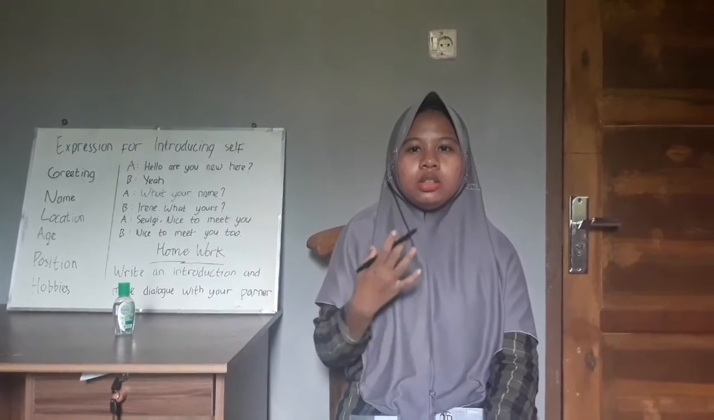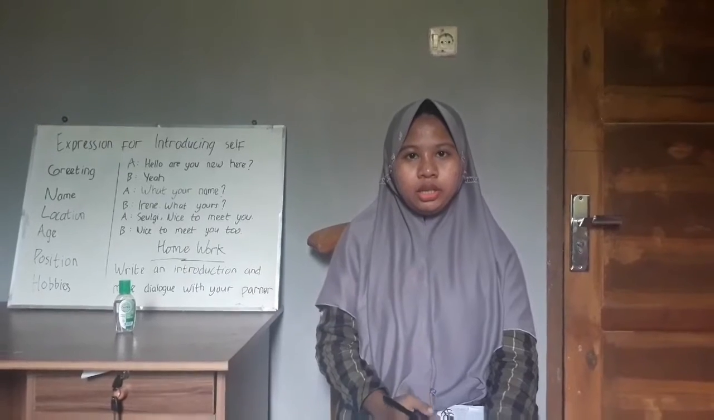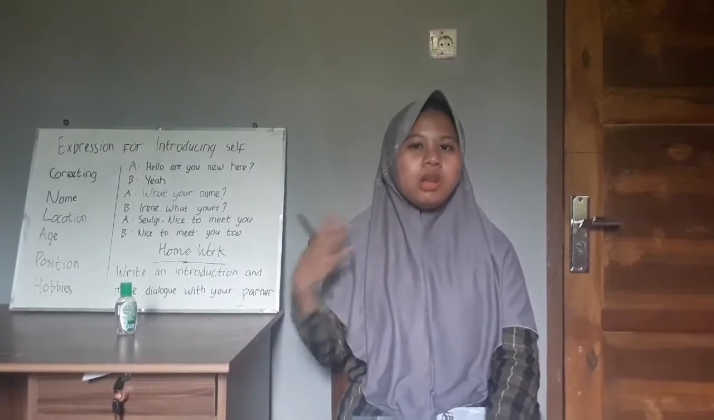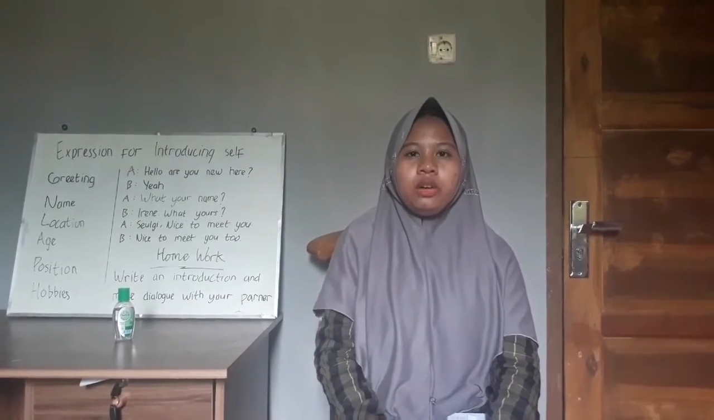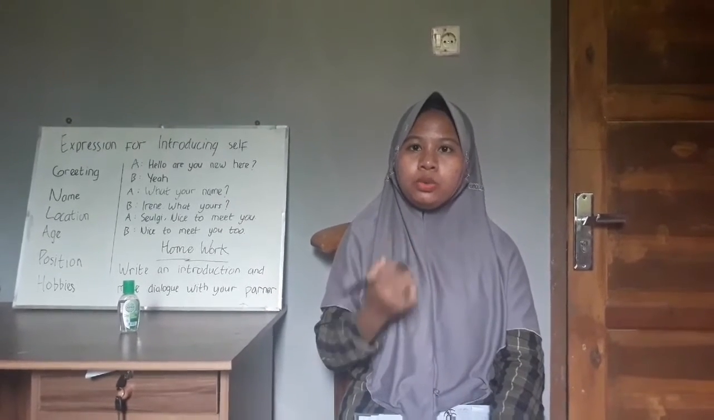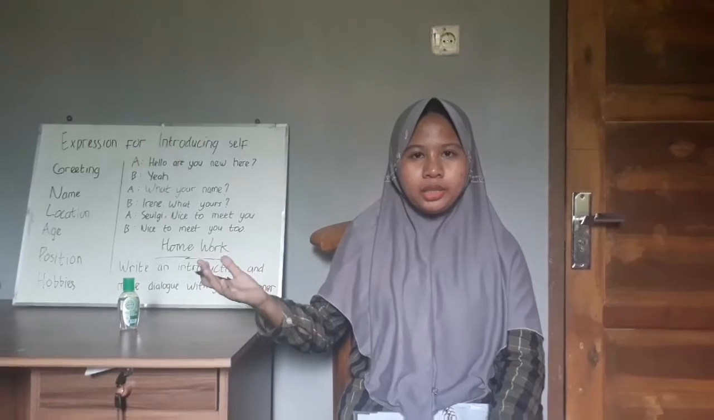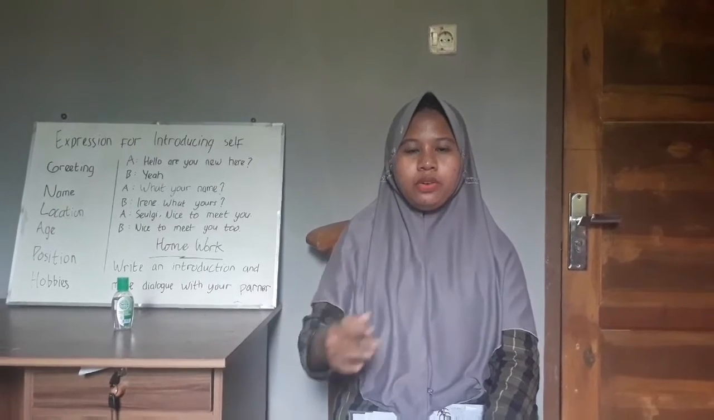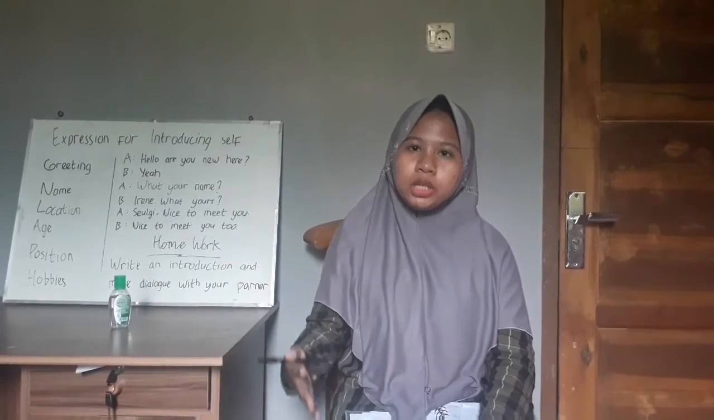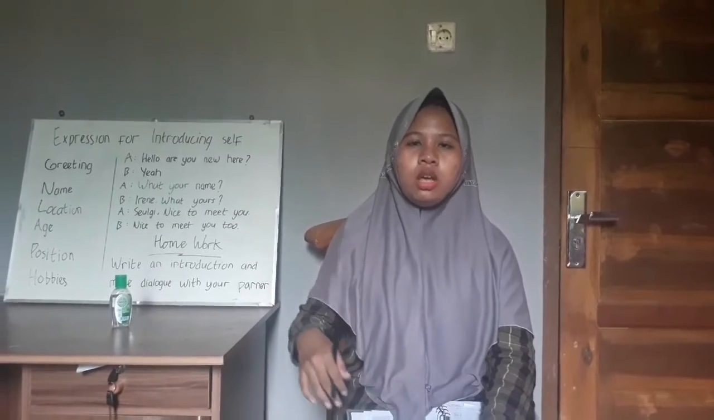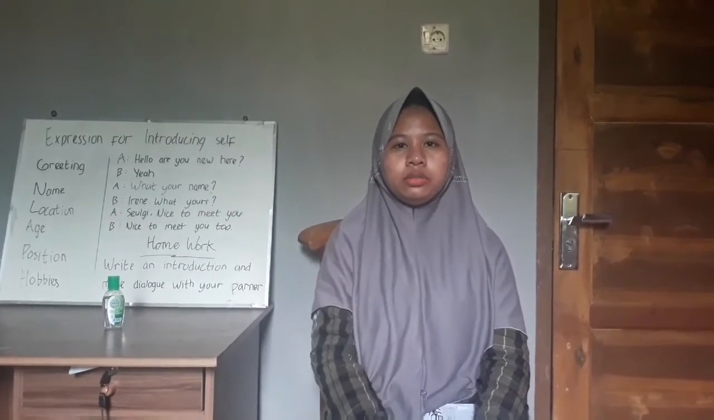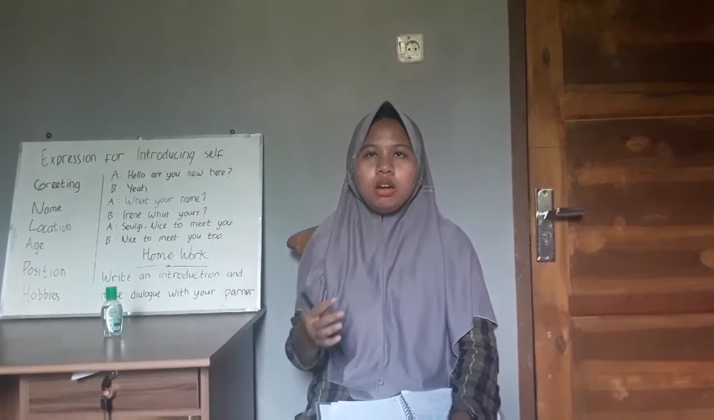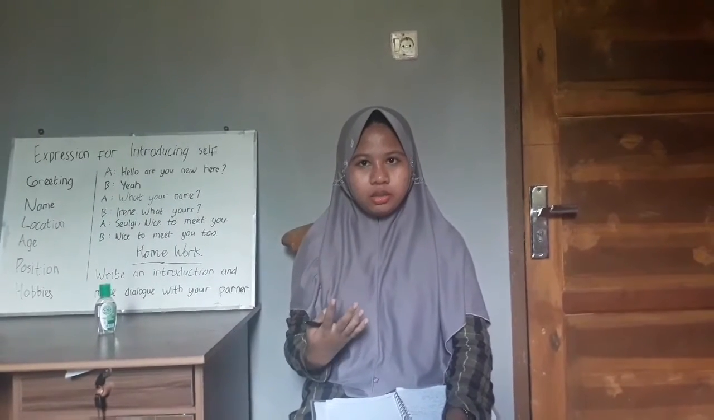Let's talk about location. For example, I'm from blah blah blah, or I grew up in blah blah blah. Next, age. For example, I'm 20 years old, or another example. Let's talk about position. For example, I work at a company, or I'm a student, I'm a manager, or so on. I want to talk about your hobby. You can say, I really like music, or my hobby is running, and so on.